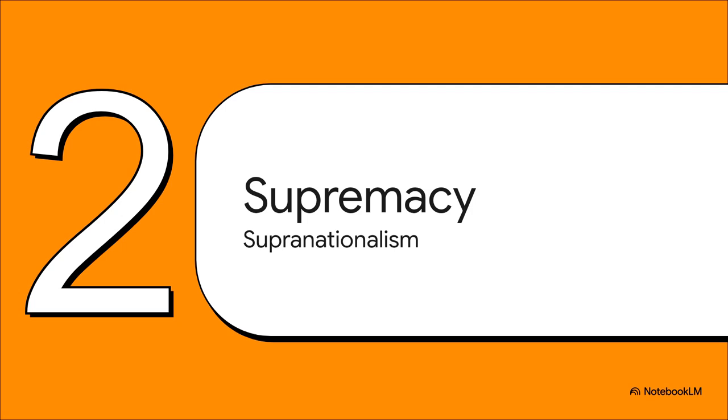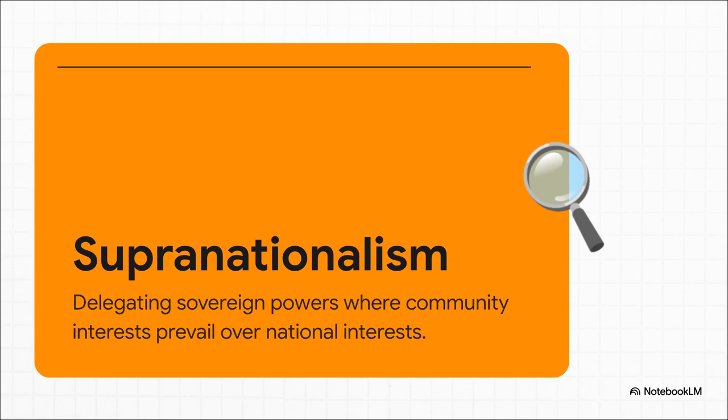Moving on to our second block, supremacy and supranationalism. Let's see how this hierarchy creates some serious constitutional tension between UK domestic law and the EU's legal order. To understand the rule of supremacy, we first have to wrap our heads around supranationalism. Unlike federalism, where states give up their sovereignty entirely, supranationalism is a method where sovereign member states voluntarily limit their own powers to participate in an autonomous network. They delegate sovereign powers to the community.